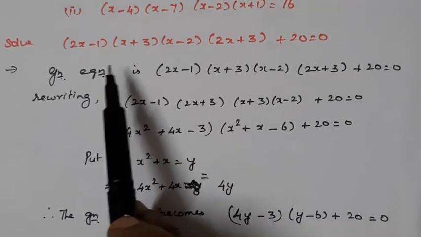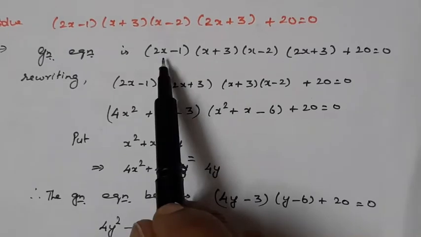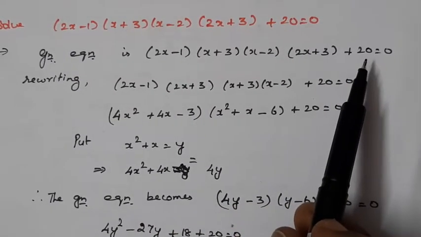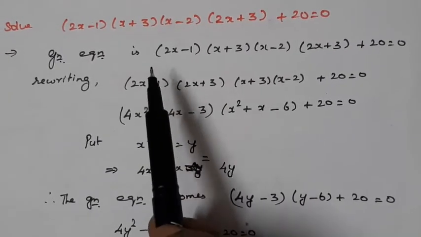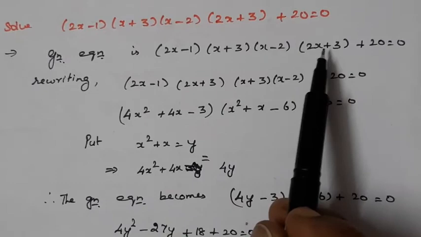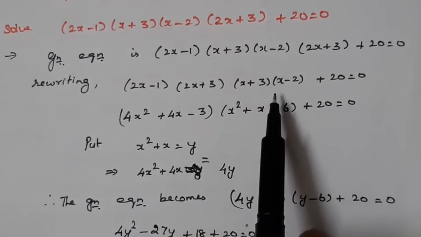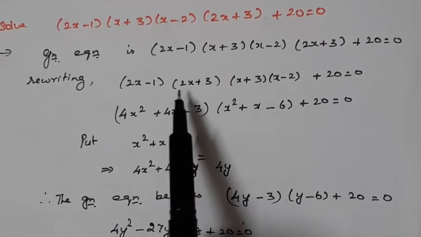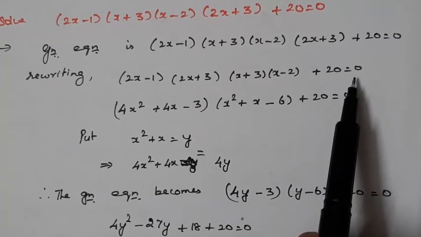Okay, so let us find out the solution. Now the given equation is (2x minus 1)(x plus 3)(x minus 2)(2x plus 3) plus 20 equal to 0. So how are we going to rewrite this equation? By taking the first factor and the fourth factor, multiplying the product of the first and the fourth, and then the second and the third. Okay, so you have to rewrite this equation as (2x minus 1)(2x plus 3)(x plus 3)(x minus 2) plus 20 equal to 0.